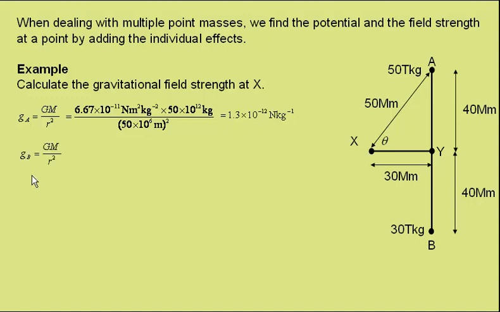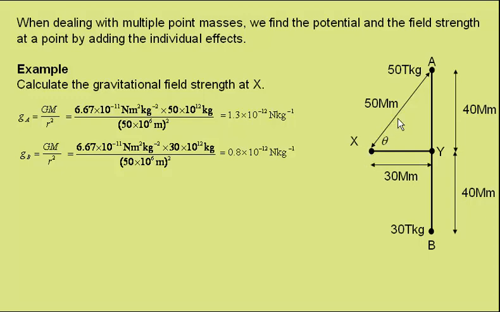We can now do the same thing for mass B, and now we have the smaller mass but the same distance, and this gives a value of 0.8 times 10 to the minus 12 newtons per kilogram. Gravitational field strength is a vector quantity, so we need to know the direction as well as the size of the field at X. The field due to A will be in the direction towards A, and the field due to B in the direction towards B.